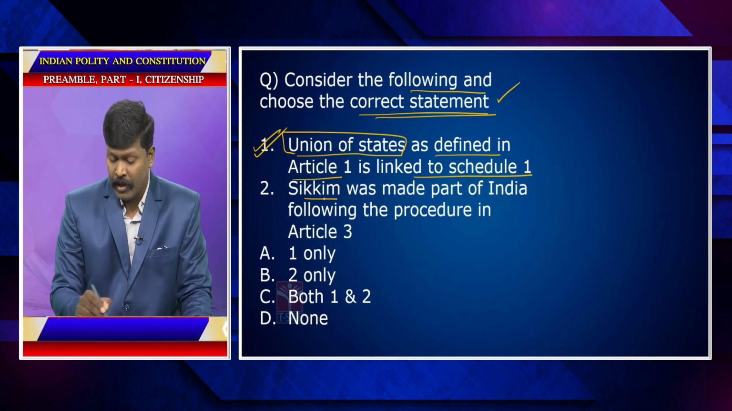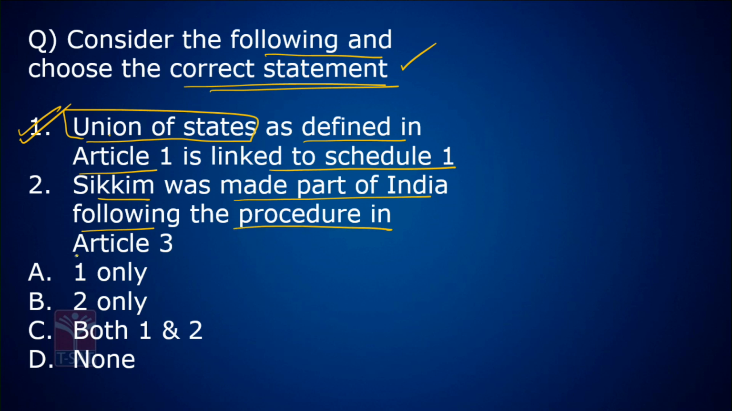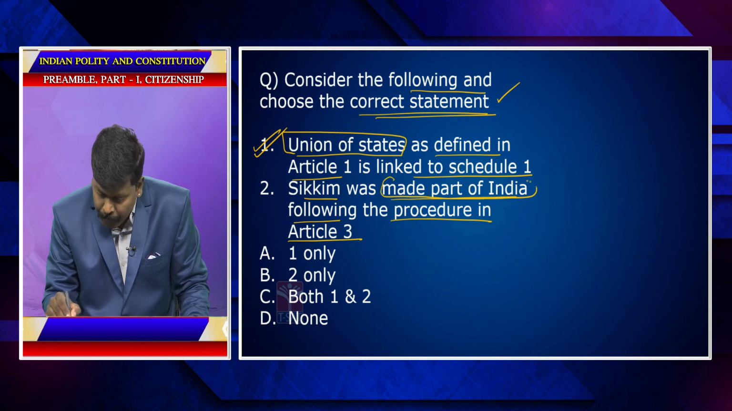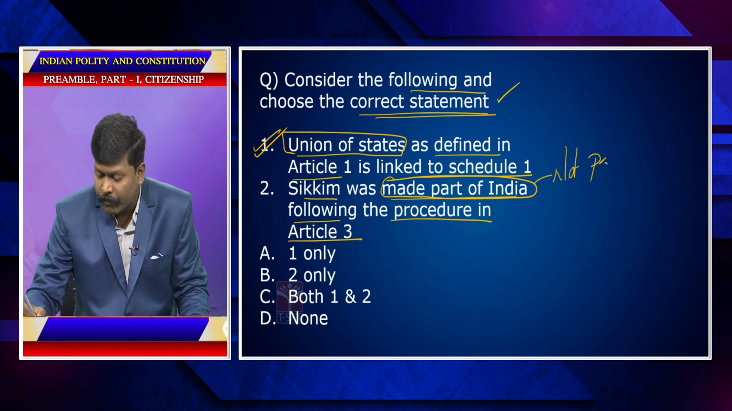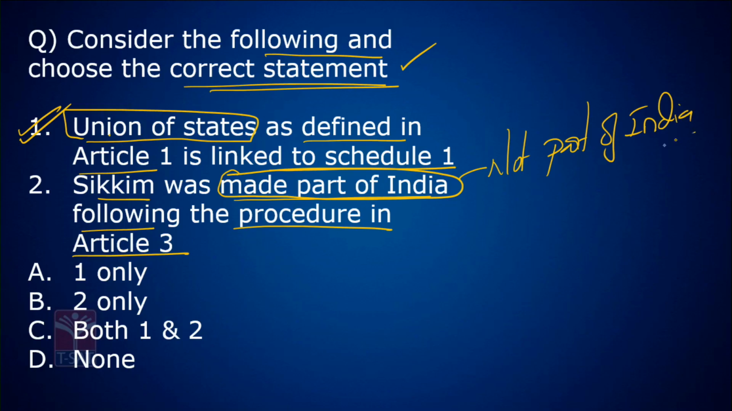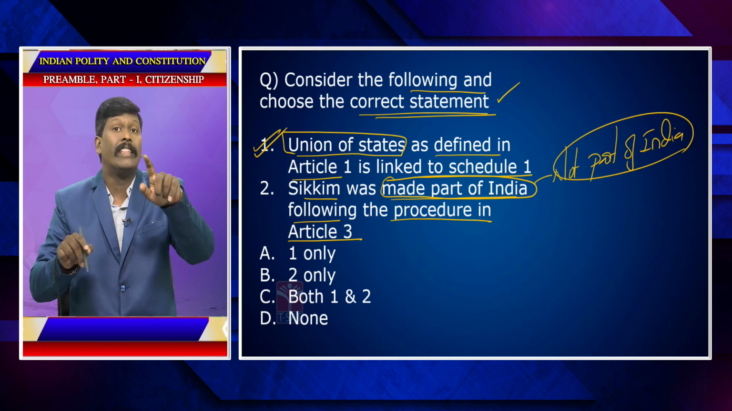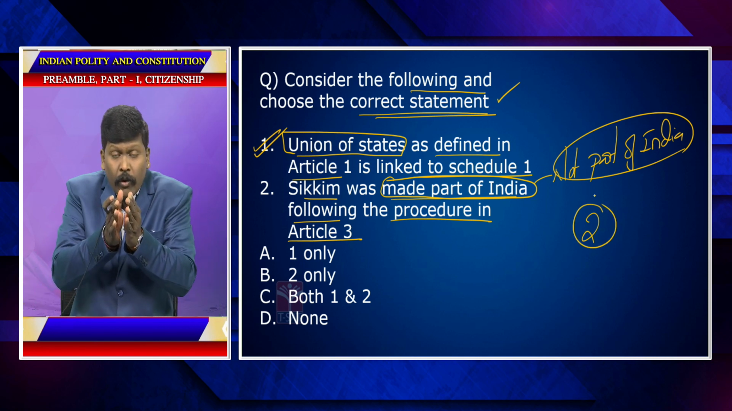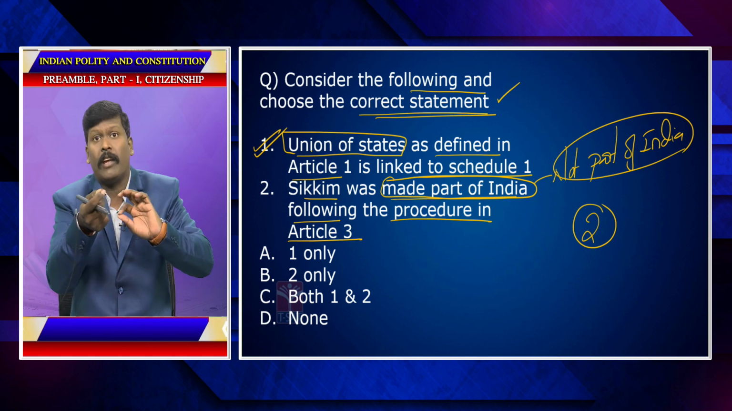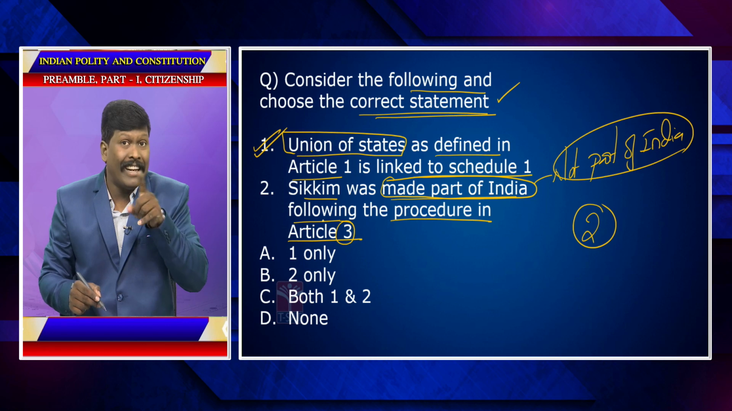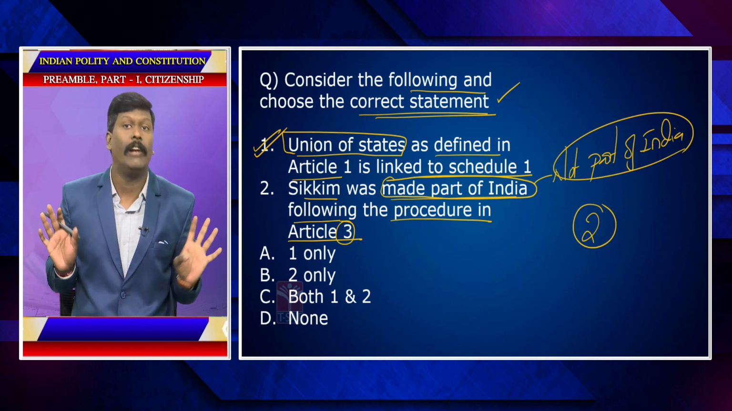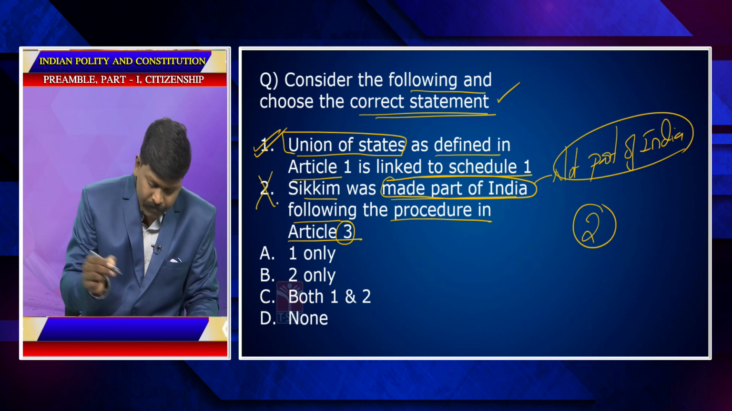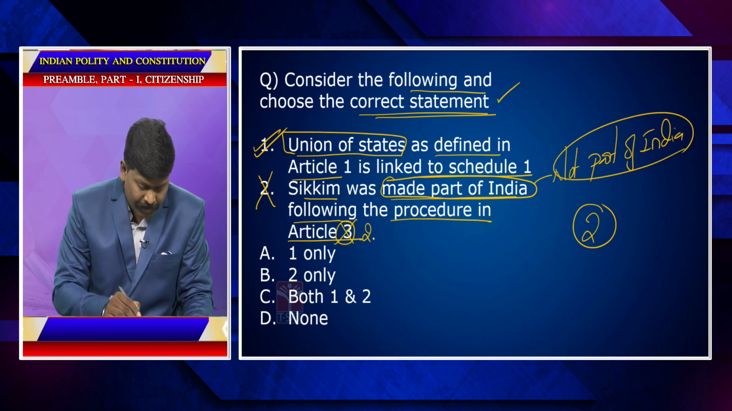Sikkim was made part of India following the procedure in Article 3. In the question only the answer is there. Was made part of India, meaning it was not part of India before. If any state was not part of India before, that state can be made part of India according to Article 2. If you want to reorganize Sikkim, or change the name of Sikkim, you go with Article 3. Article 3 talks about those states which are already part of India. Article 2 talks about those states which are not part of India. So, this is wrong. It should be Article 2 here. So, the answer is A.